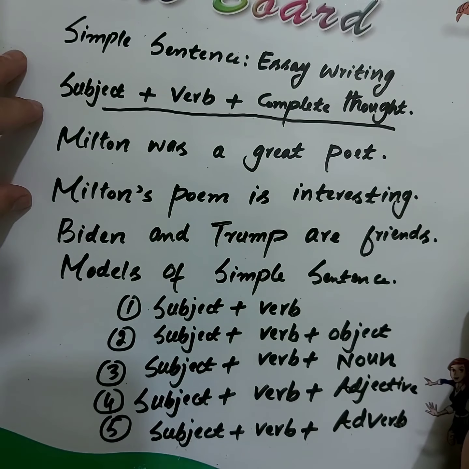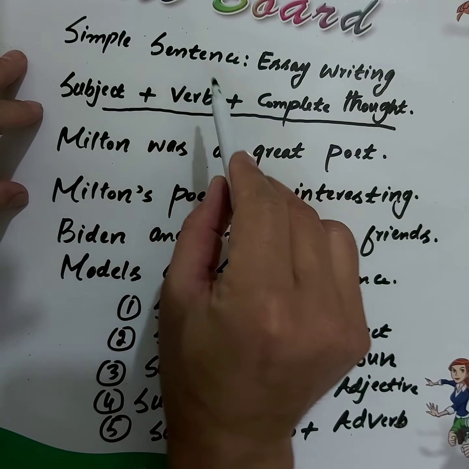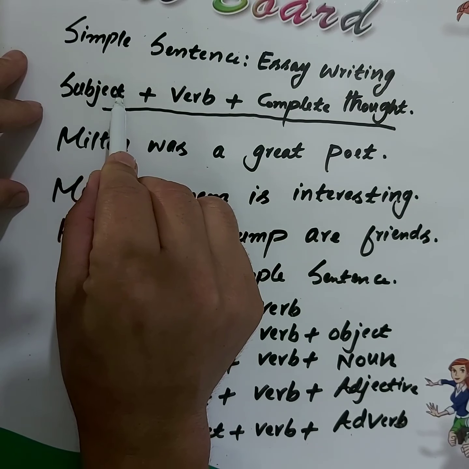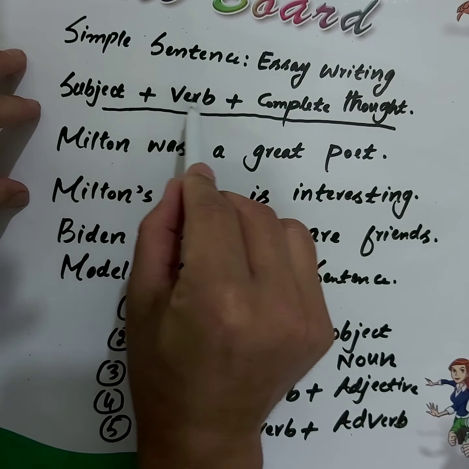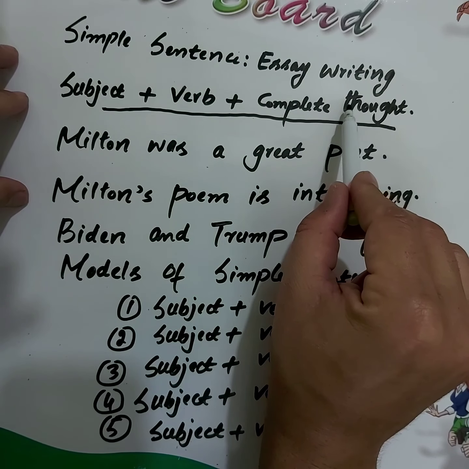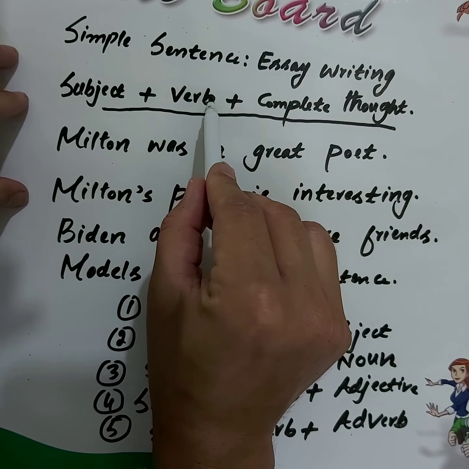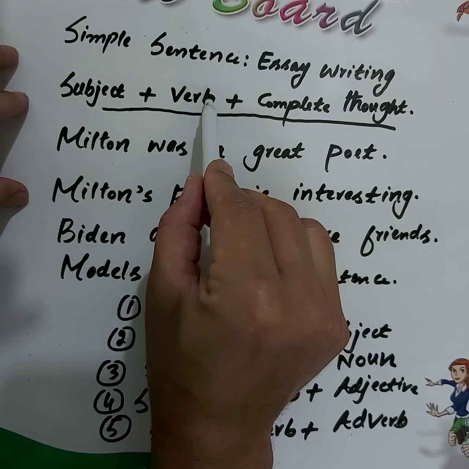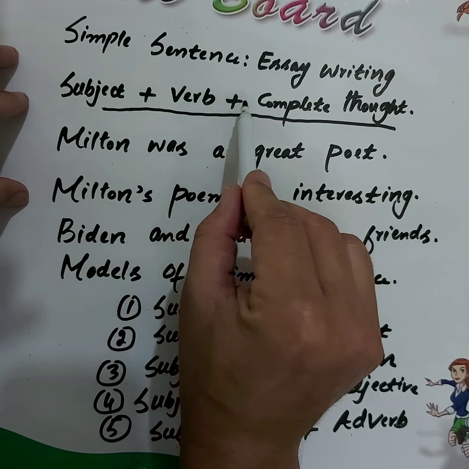Students, to begin with, a simple sentence is a combination of a subject, a verb, and a complete thought. It is a single clause. It is a single independent clause.